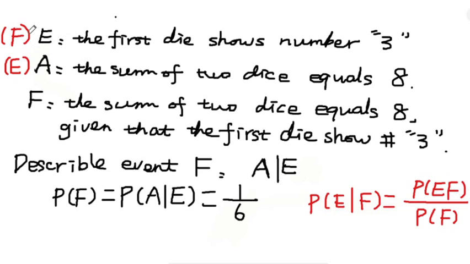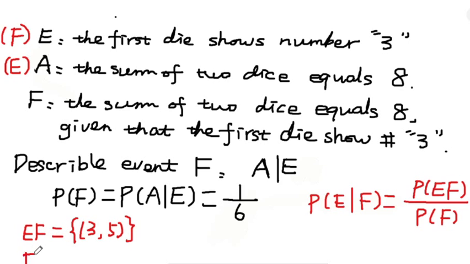So we will check that. Those are events E and F: the first die shows number 3 and the sum of the two dice equals 8. Of course, the event E and F is also a new event, an intersection: the first die is 3 and the sum of the two dice equals 8. We only have one outcome. We're not going to talk about the probability first.